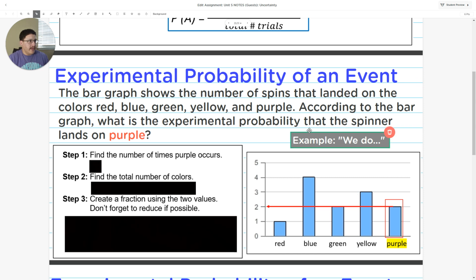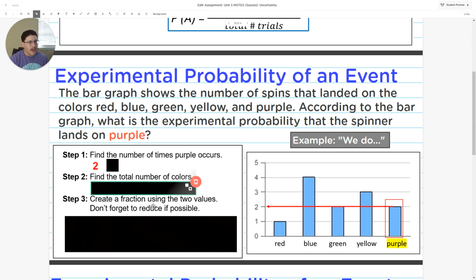So let's look at this example. The bar graph shows the number of spins that landed on the colors red, blue, green, yellow, and purple. According to the bar graph, what is the experimental probability that the spinner lands on purple? So what happened in this experiment with purple is what it's asking. So step 1, find the number of times purple occurs. Let's look at purple, and we see that purple occurred twice.